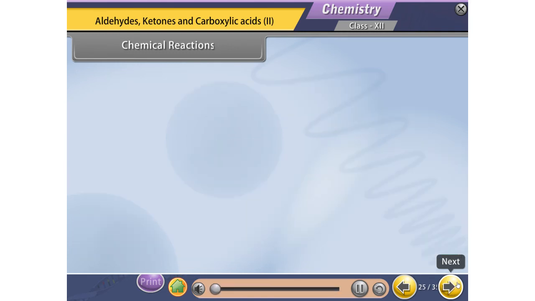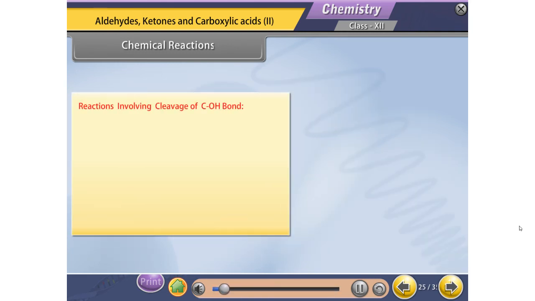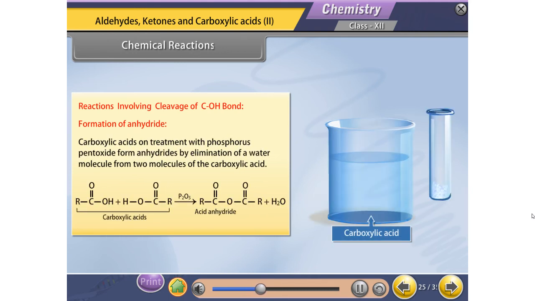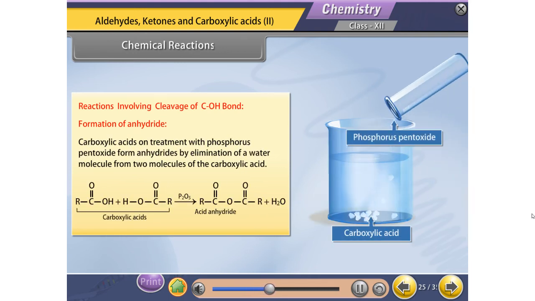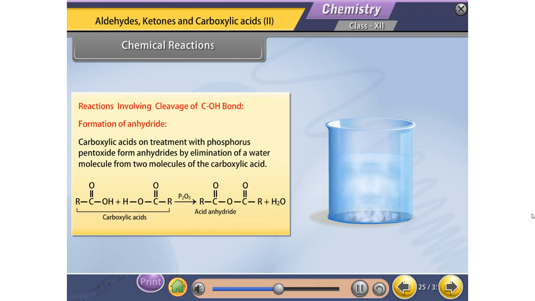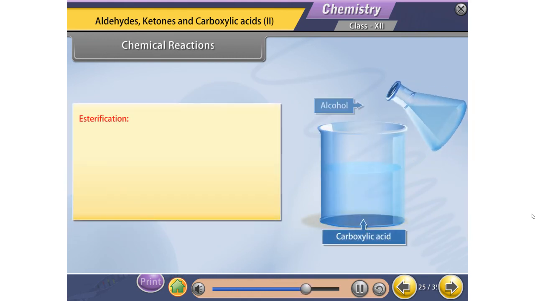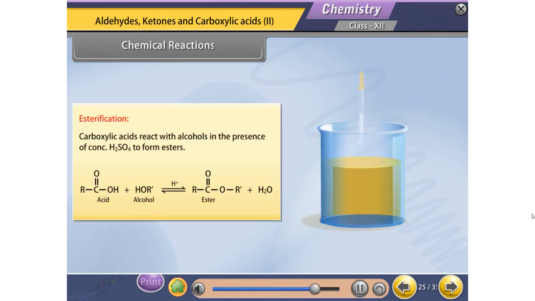The chemical reactions. Reactions involving cleavage of C-OH bond. Formation of anhydride. Carboxylic acids on treatment with phosphorus pentoxide form anhydrides by elimination of a water molecule from 2 molecules of the carboxylic acid. Esterification. Carboxylic acids react with alcohols in the presence of concentrated sulfuric acid to form esters.